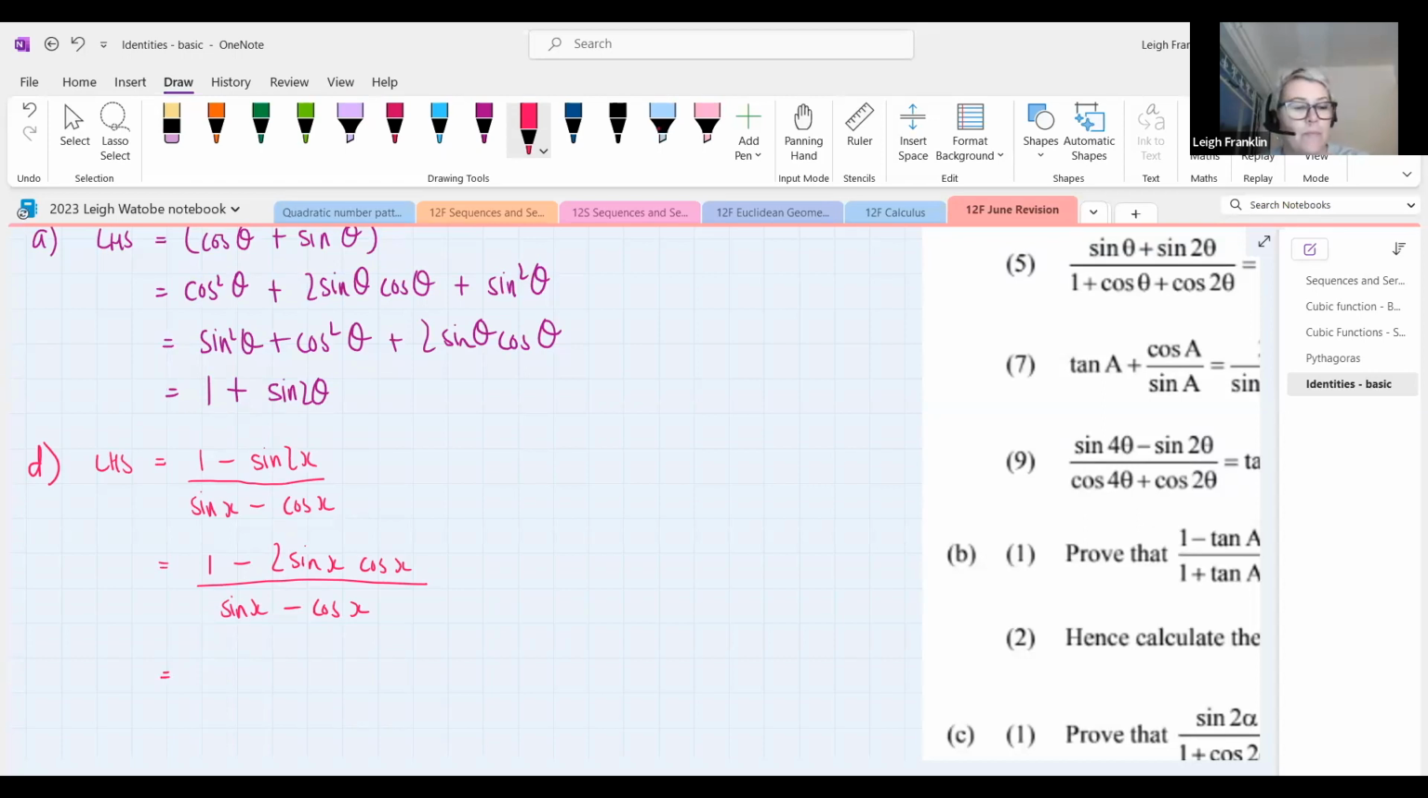Ma'am, I think that we should change the 2 sine x cos x from a double angle. Okay, so I've done that. I've taken sine 2x and I've written it as 2 sine x cos x. What can I do with a 1? Miss, we can change it from 1 to sine squared x plus cos squared x. Okay, so sine squared x plus cos squared x.